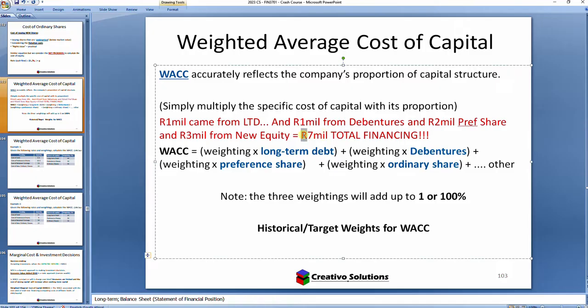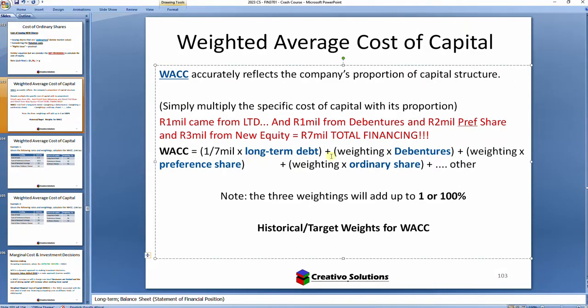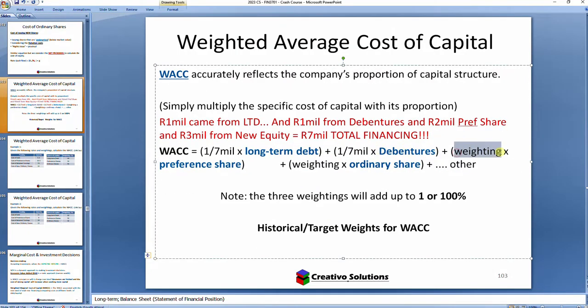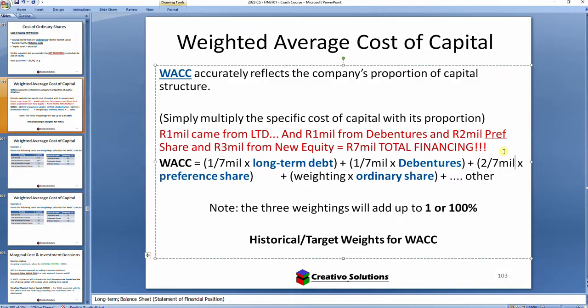We spoke about financing. Everything in this section, from now until the end, is all about financing, different financial considerations. It's got nothing to do with the project. It's looking at where we are getting money and how we are managing that money. So if I'm getting R1,000,000 from long-term debt, R1,000,000 from debentures, 2,000,000 from pref shares, and 3,000,000 from equity, what would the weighting look like? Well, 1 over 7 million for that one, 1 over 7 million for that one, 2 over 7 million for that one, and ordinary shares would be 3 over 7 million. Do you see how the weightings work?